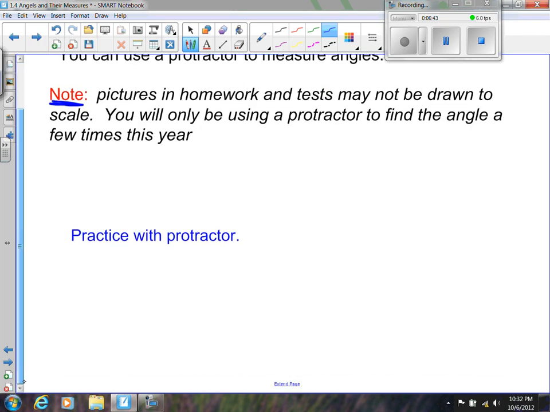Okay, quickly, how to use a protractor. I think I have a protractor tool here.